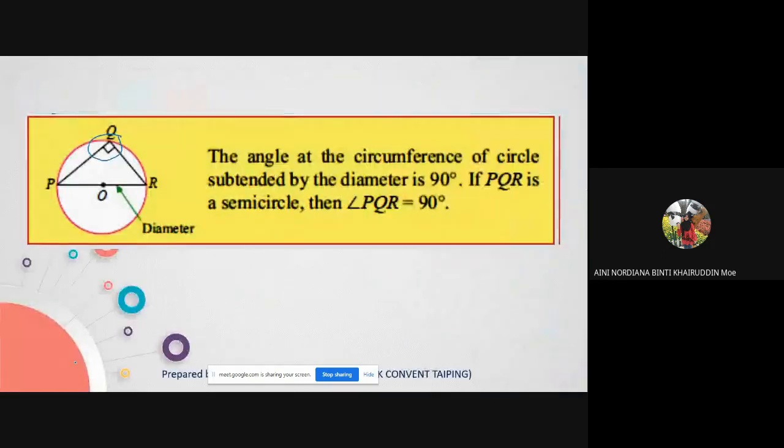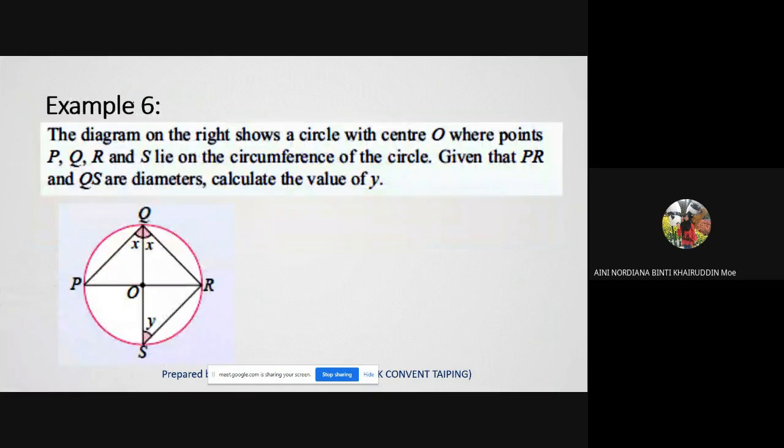Okay, so the angle at circumference of a circle subtended by the diameter is 90 degrees. So if you have diameter POR, then the angle at the circumference here is 90 degrees. So have a look at this example. The diagram below shows a circle with center O, where points P, Q, R, and S lie on the circumference of the circle, given that PR and QS are diameters. So calculate the value of y.